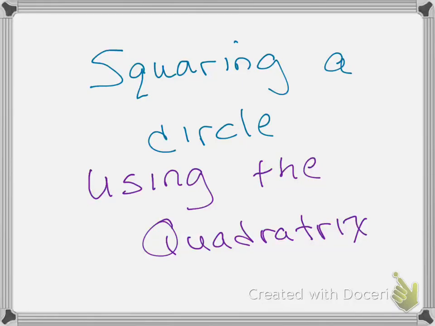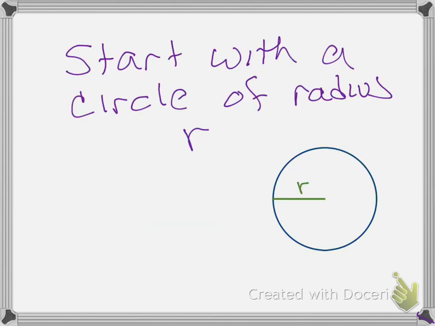In this video, we'll see how to square a circle using the Quadratrix. Start with a circle of radius r, and our goal is to use the Quadratrix to construct a square that has the same area as the circle. Namely, we want a square with area equal to pi r squared.